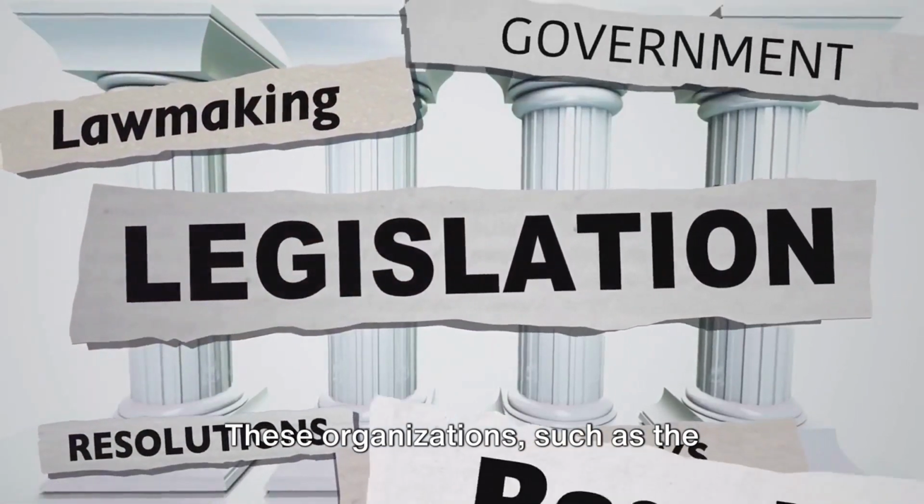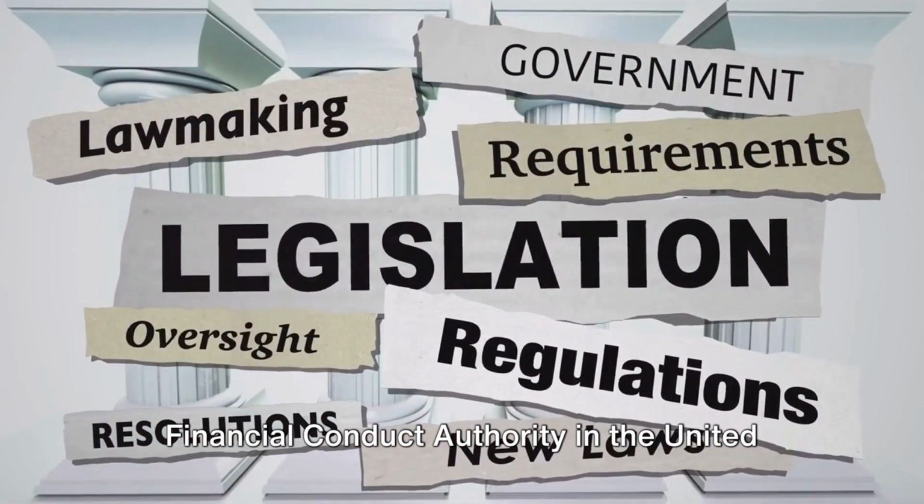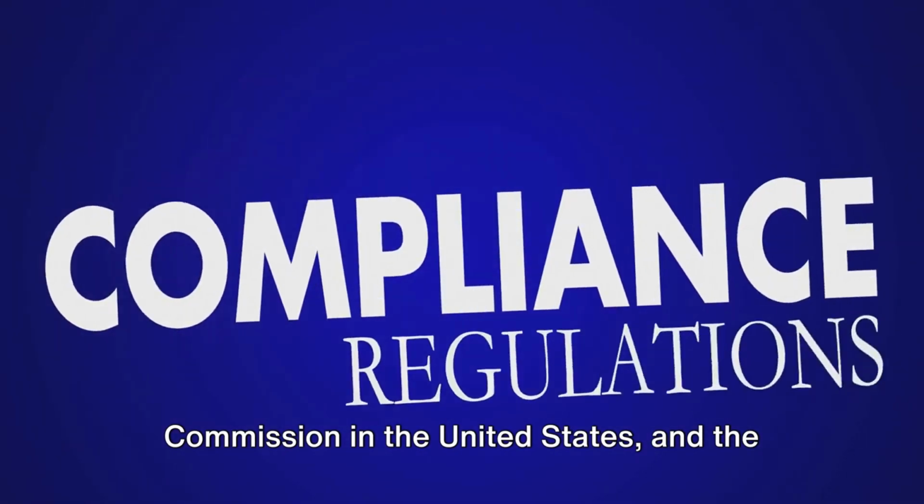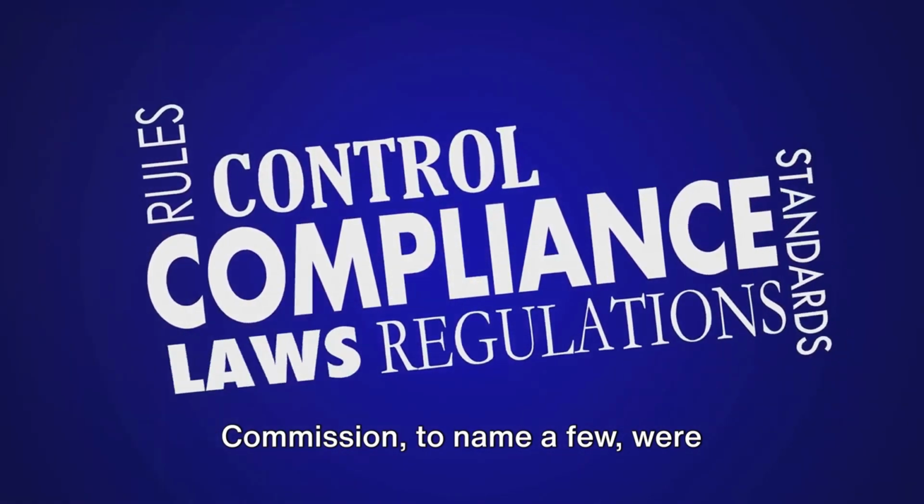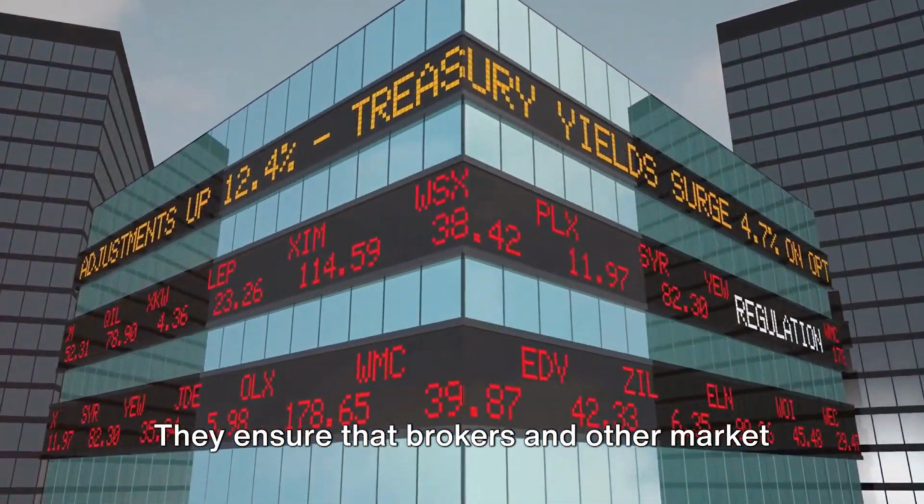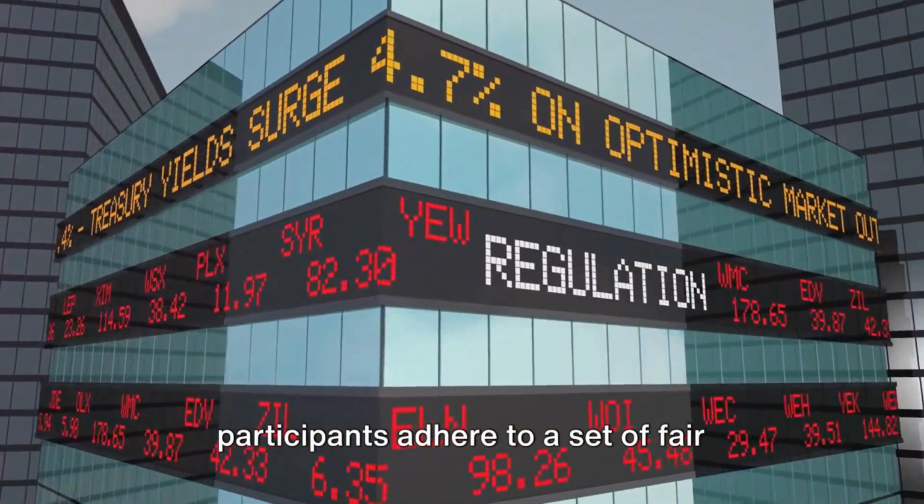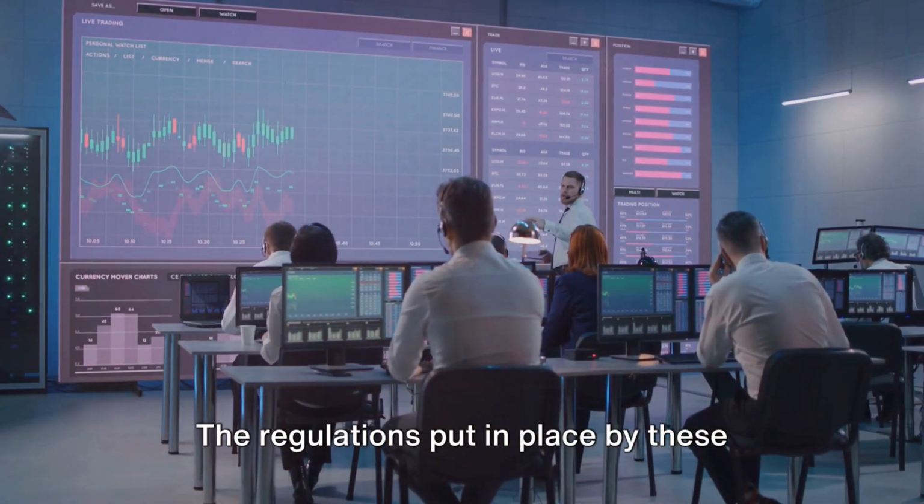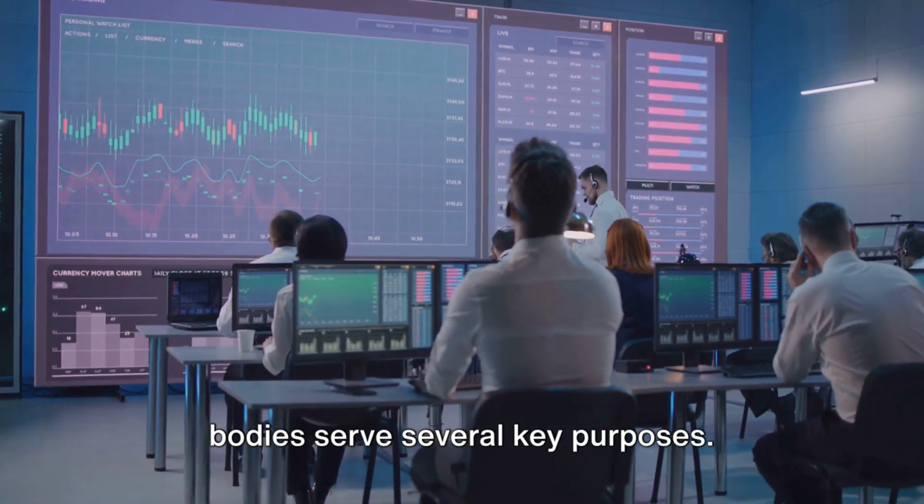These organizations, such as the Financial Conduct Authority in the United Kingdom, the Commodity Futures Trading Commission in the United States, and the Australian Securities and Investments Commission, to name a few, were established to oversee the forex market. They ensure that brokers and other market participants adhere to a set of fair trading practices. The regulations put in place by these bodies serve several key purposes.